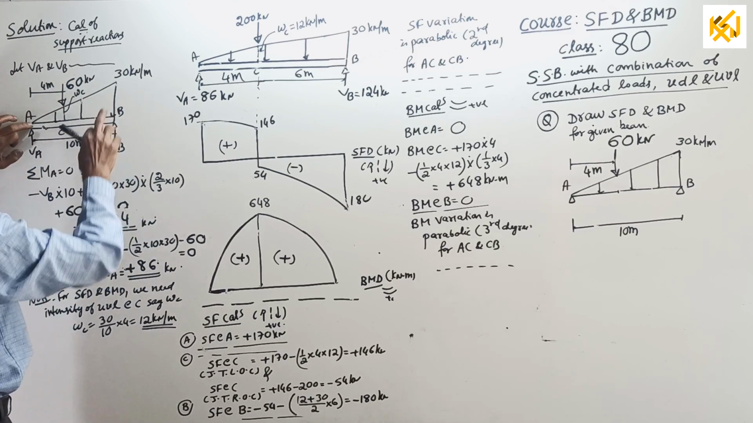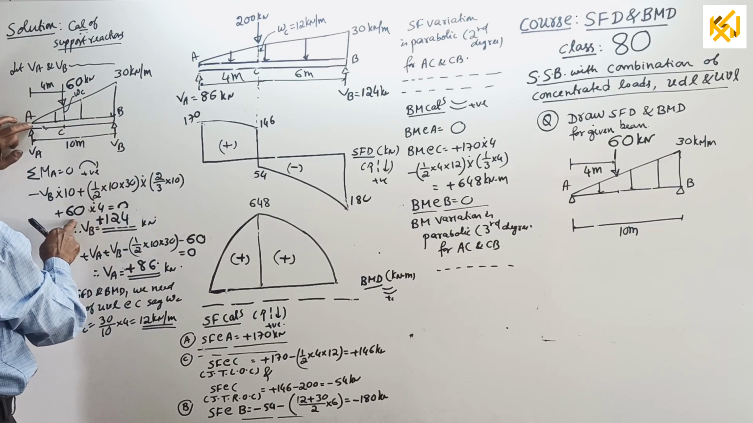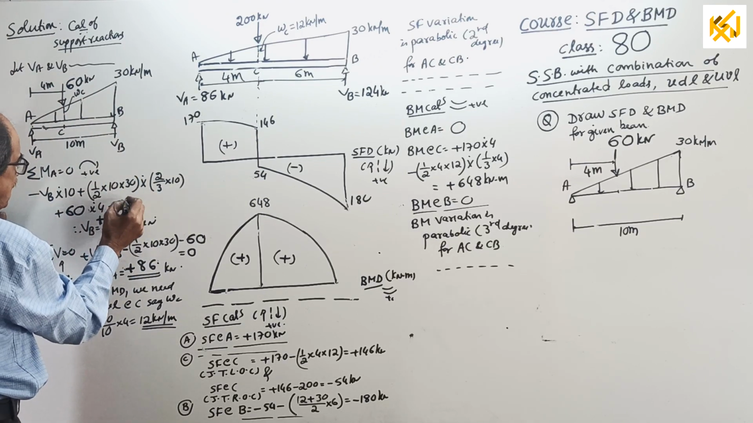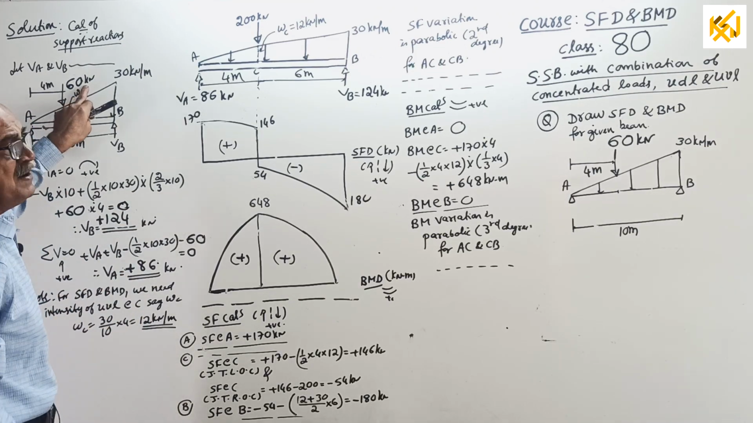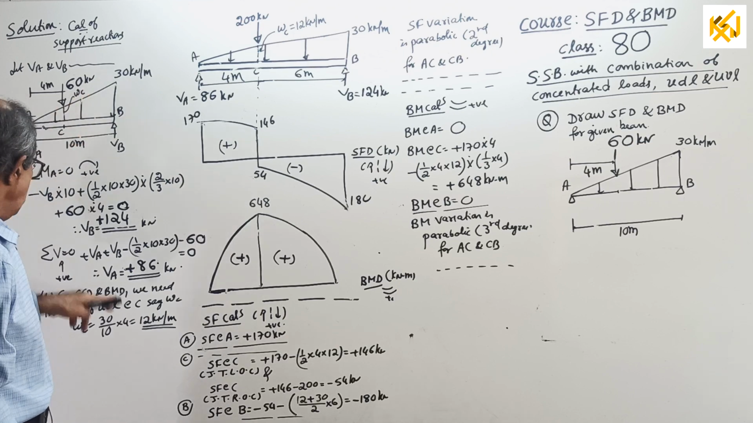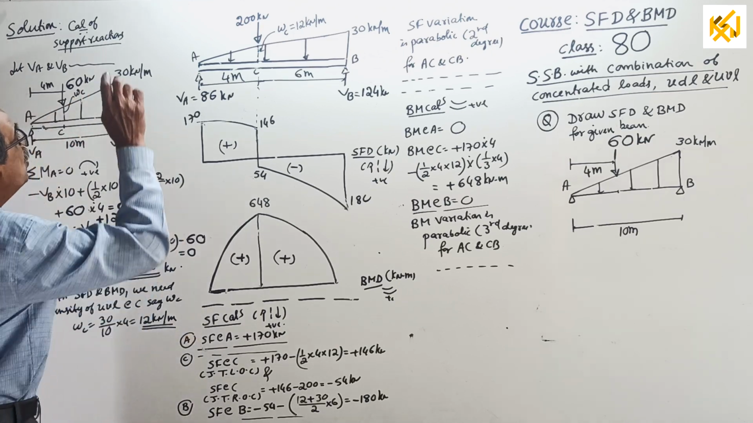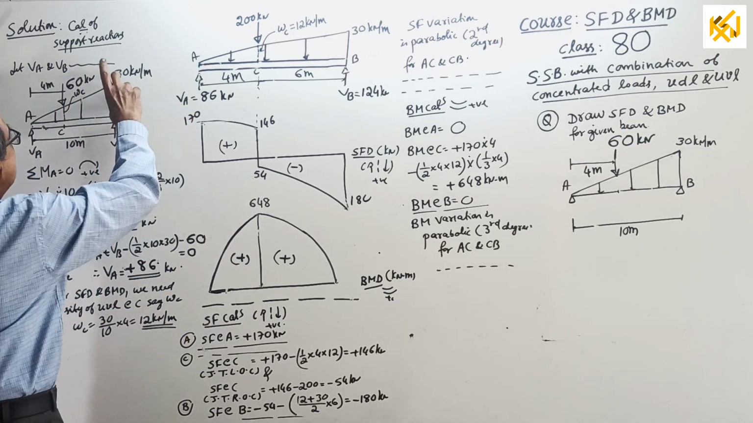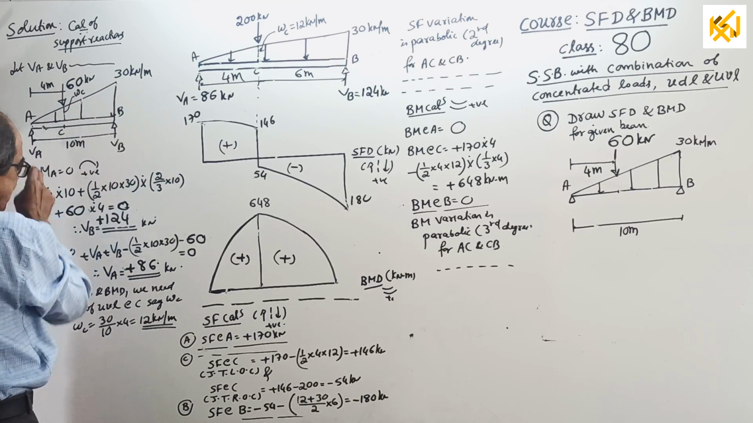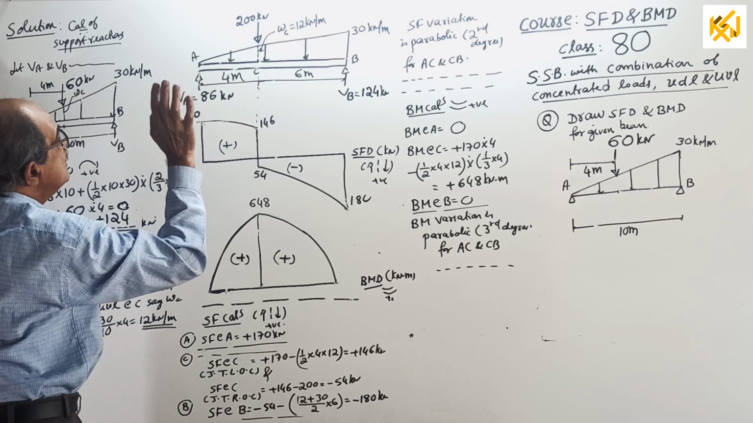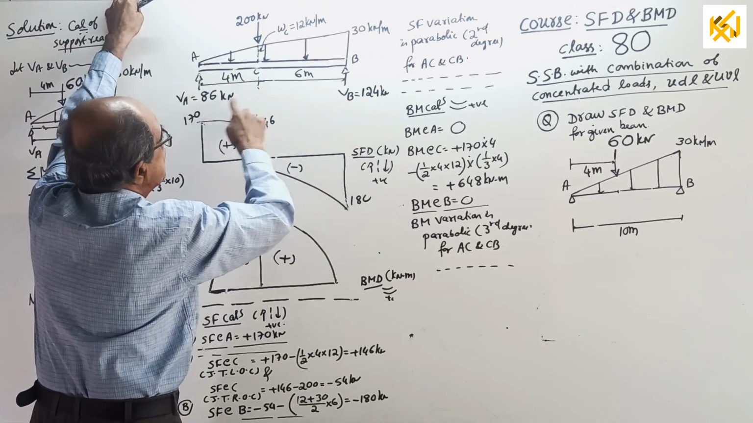Take moment about A. Last time it was 200, now it is 60. The reactions will be the same as last time, the change being that 200 is now replaced by 60. Okay, reactions came. Also, you require the intensity here: 30 by 10 equal to this side by 4, or directly 30 by 10 into 4, you get 12 kN per meter. I entered the new reactions here.